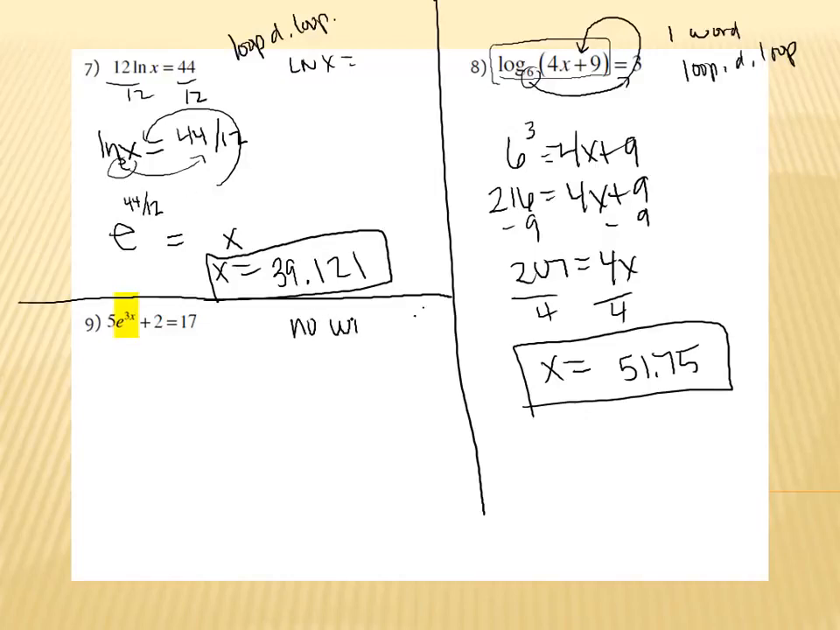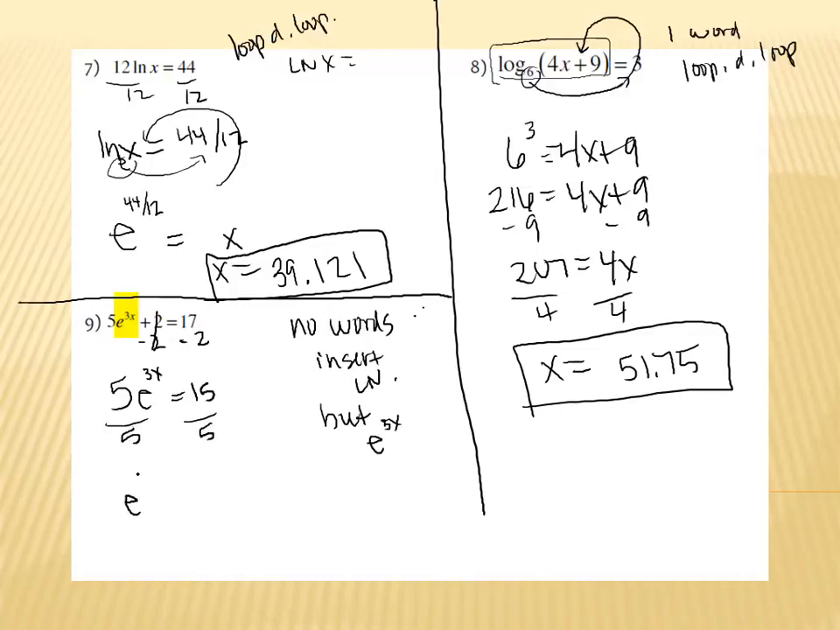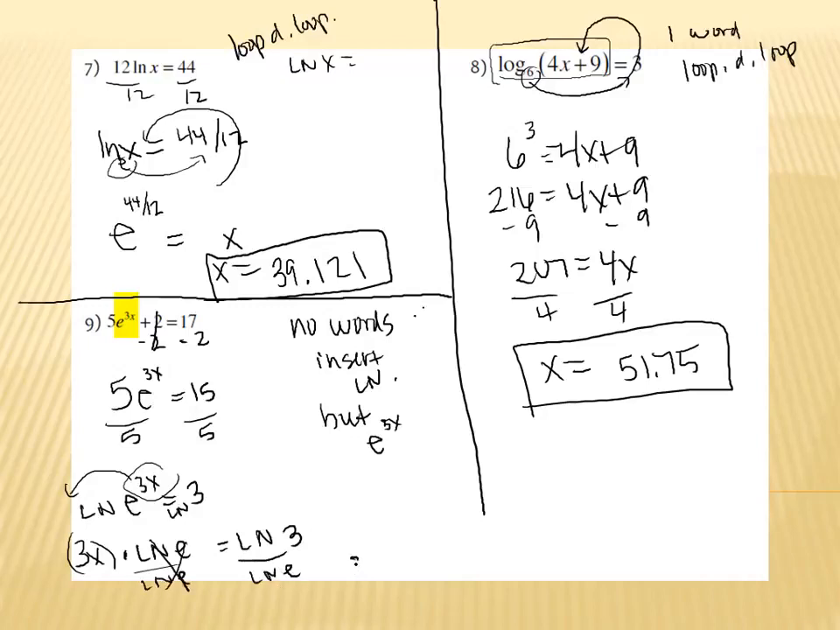Alright, so here there are no words in the problem, so we are going to insert ln, but we have to get the e to the 3x alone. So we're going to subtract 2. Once you get down to the e to the 3x alone, that's where we put the ln in front of both sides. And the exponent gets brought out in front. So 3x, keep it together, times ln e should equal ln 3. We get rid of multiplying by dividing. So we have 3x equals.